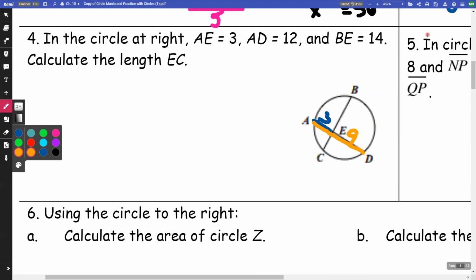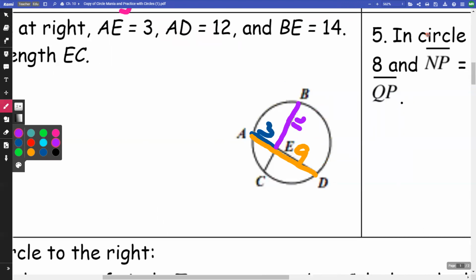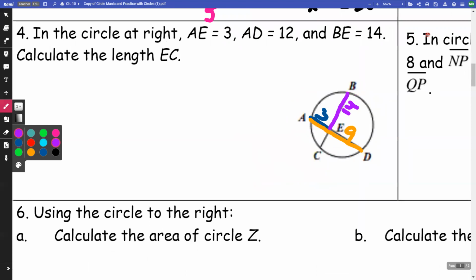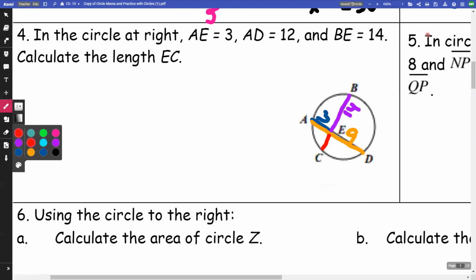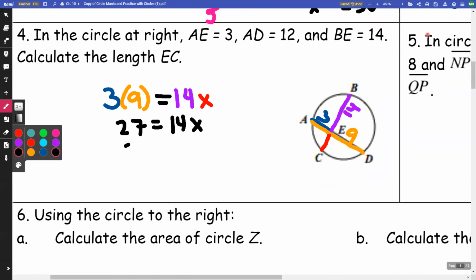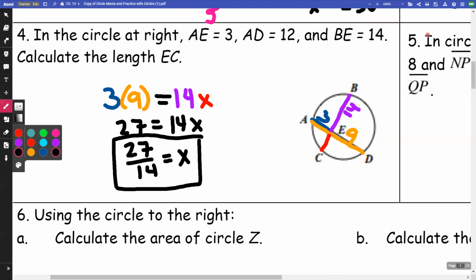We also know that BE is 14. So if that is 14, and we want to find EC, which I'll do in red, I'll call that X. If I take my 3 and 9 and multiply those segments together, it's going to equal the same as 14 times the other segment X. So I basically have 27 is equal to 14X. I divide both sides by 14, and that is our answer. That's the length of EC.